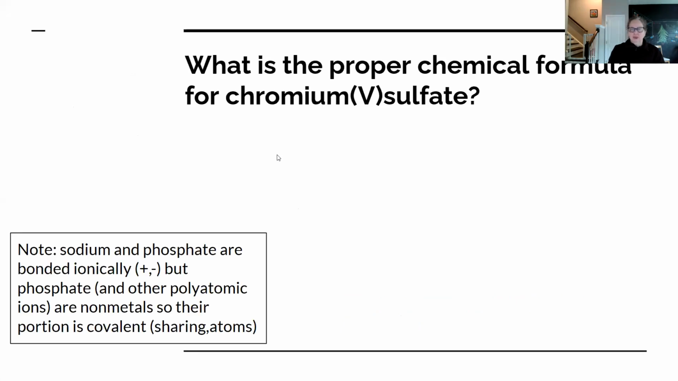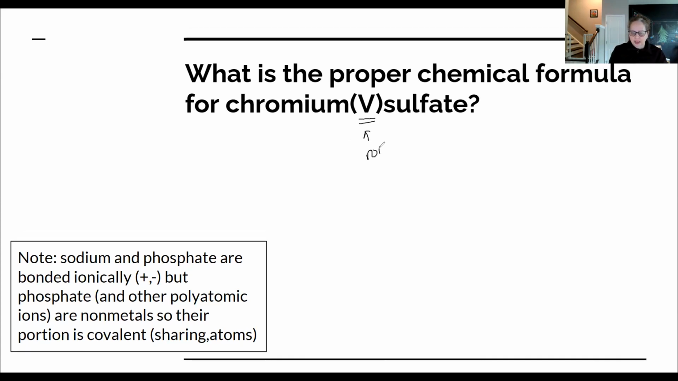What is the proper chemical formula for chromium 5-sulfate? So in this case, they gave us the name, but they gave us this number here. This is a Roman numeral. If you see a Roman numeral, it means it's a transition metal. Chromium, Cr, has a charge of 5, not a number of atoms. It's always based on the charge, because the charges change. We always have the fixed ratio, so we don't need to write down the fixed ratio in the name.